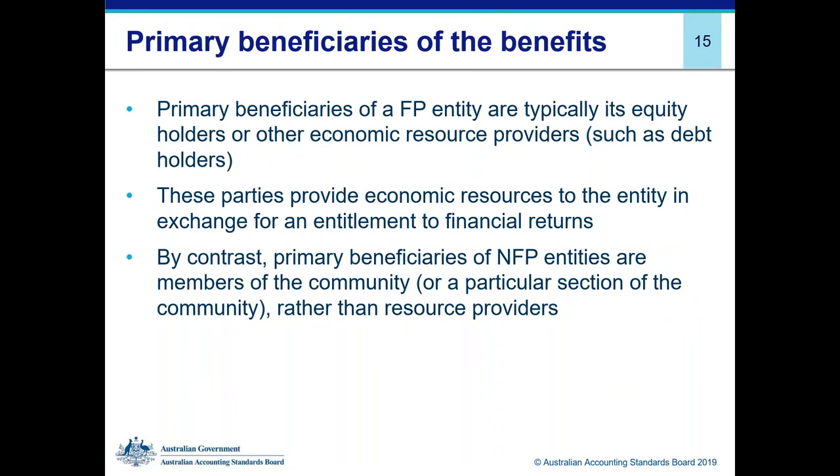So just moving on to the next indicator, which is the primary beneficiaries of the benefits. Firstly, in relation to for-profit entities, the primary beneficiaries are typically equity holders or other economic resource providers, such as debt holders. These parties provide economic resources to the entity in exchange for an entitlement to financial returns. In contrast, the primary beneficiaries of not-for-profit entities are basically members of the community or a particular section of the community rather than resource providers.